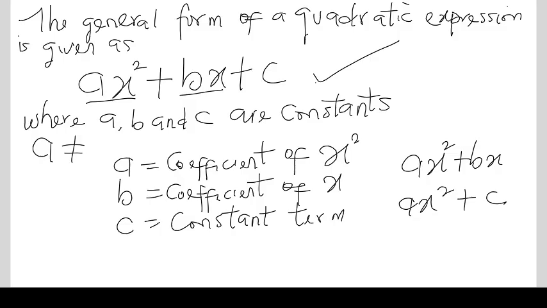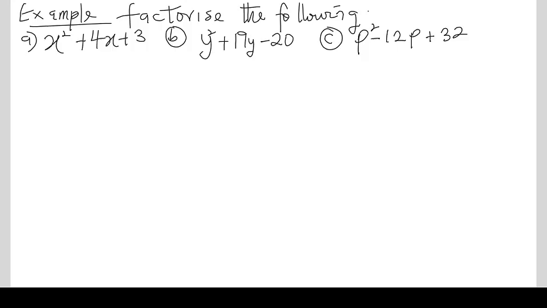But the general form of a quadratic expression is in trinomial form, which is ax squared plus bx and plus c. Other ones are also quadratic expressions. So these are the kind of expressions you'll be seeing under quadratic expression. And these are the kind of expressions that we'll be factorizing as we continue. So let's look into the following examples on how to factorize quadratic expression. It says factorize the following. So these are all quadratic expressions.